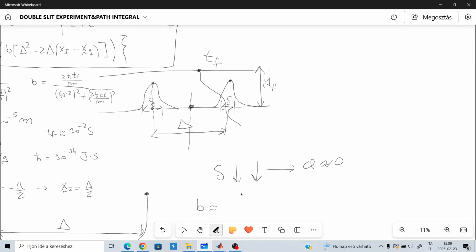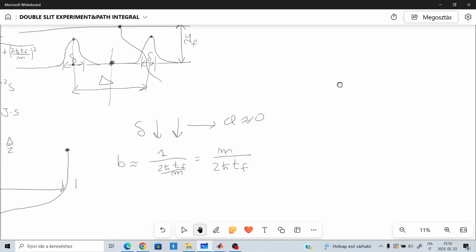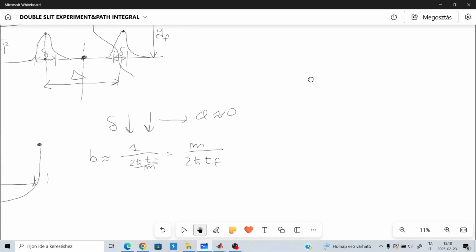So B is approximately equal to 1 divided by 2h bar Tf divided by the mass of the particle, right? Because if this is negligible, then you have this one in the numerator, but we have the square of that in the denominator, therefore we can write B like this, or if you want, like this, m divided by 2h bar Tf. Simple as that. And so far, so good. There is nothing too important about this.